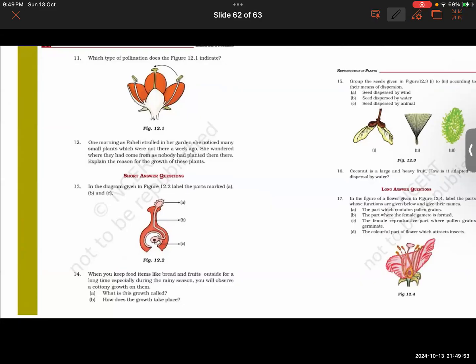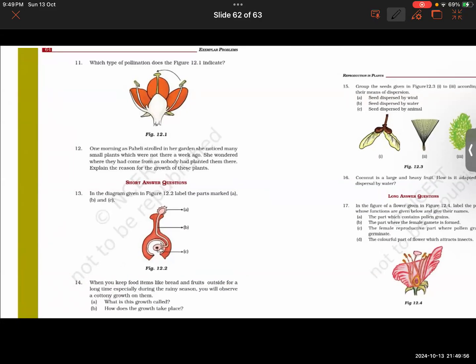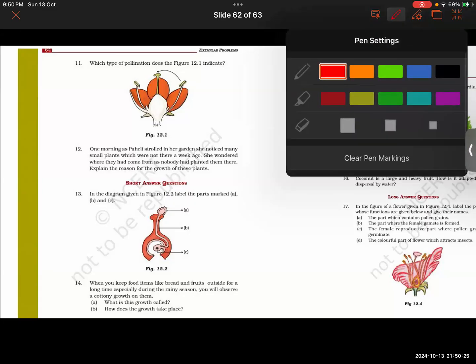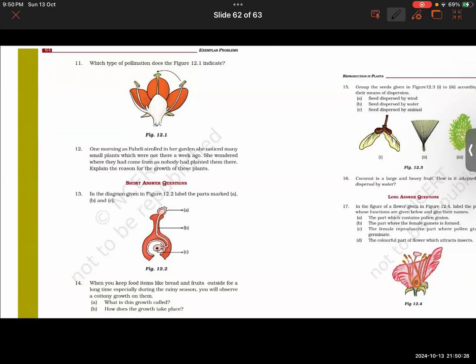So which type of pollination does the given figure indicate here? So self-pollination. Okay, everyone answer this. Abubakar, is the answer correct? Meanwhile, Gauss, you continue with the next question. Priyanka, what's the answer for question number 11? Priyanka, you there in the class? Yes, sir. Is it cross pollination?